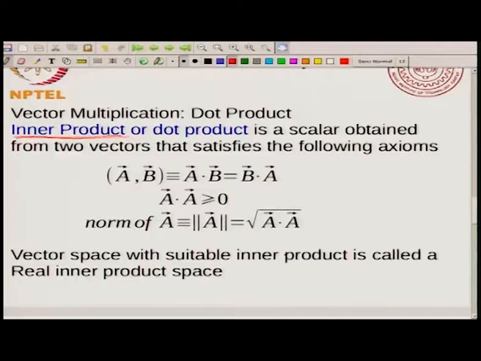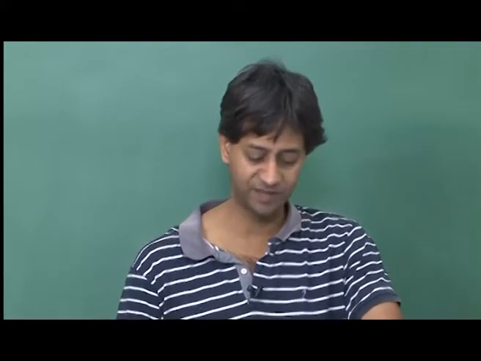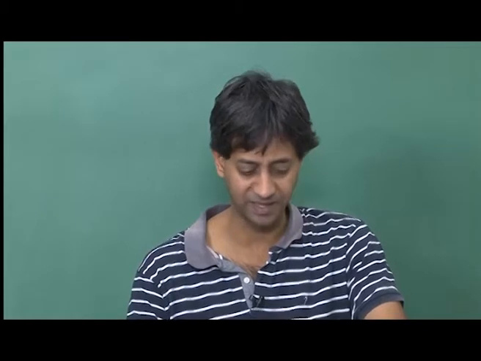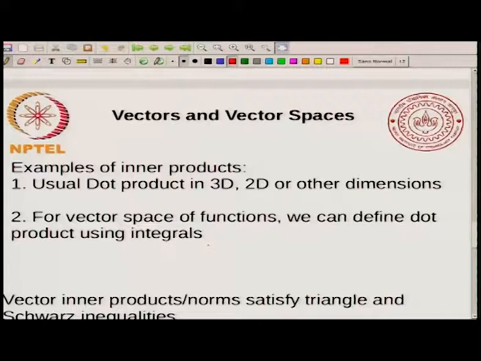And what I want to emphasize is that you can have vector spaces where inner product is not defined, there is no definition of a dot product, or you can have vector spaces where dot product is easily defined. But formally, a real inner product space constitutes a vector space with a suitable definition of the dot product. So, examples of inner products.